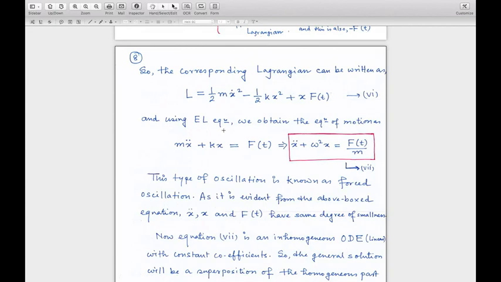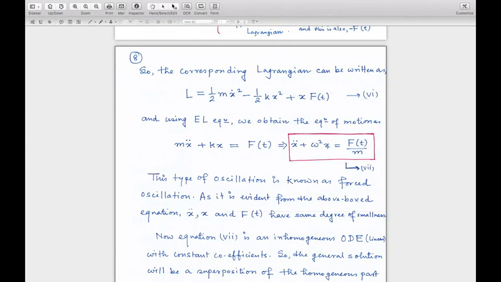Now using the Euler-Lagrange equation, finally we obtain the equation of motion, m x double dot plus k x equal to f of t. So now our equation is a non-homogeneous second order linear differential equation in x. Non-homogeneous because this term is non-zero, right?